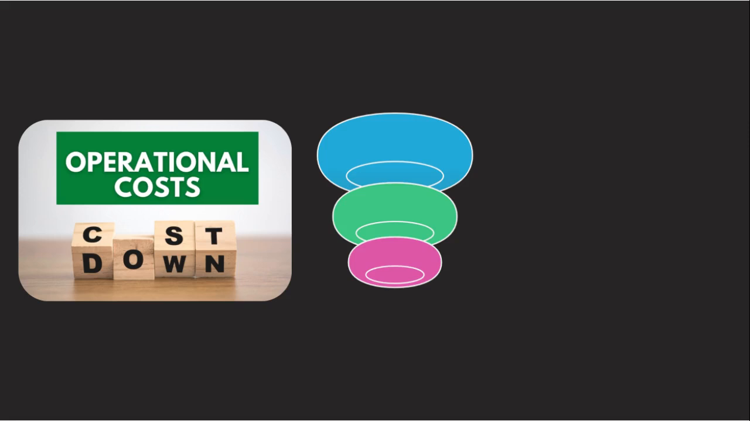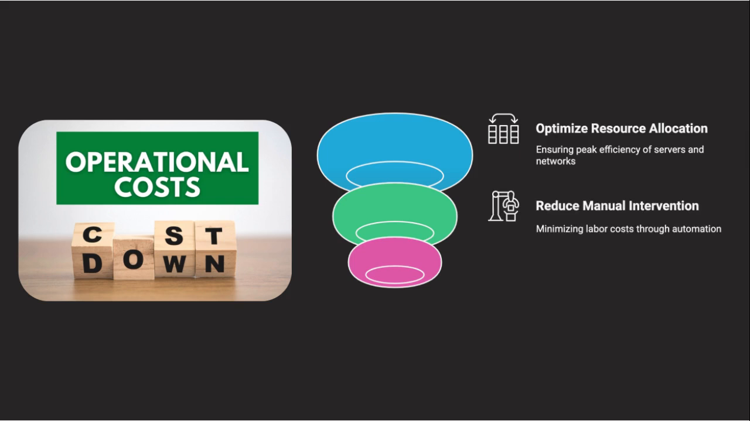AIOps also delivers tangible financial benefits by reducing operational costs. It achieves this through optimizing resource allocation, ensuring servers and networks operate at peak efficiency, reducing the need for manual intervention, which cuts down labor costs, lowering downtime-related losses by preventing incidents before they occur. By leveraging AI-driven insights, businesses can maximize efficiency while keeping costs under control.